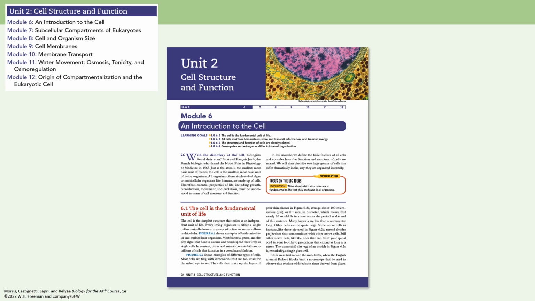Unit 2 introduces cell structure and function, including a more in-depth discussion of the cell membrane and its role in cellular transport. Module 12, The Origin of Compartmentalization, is an example of how the big ideas, this time evolution, are being woven throughout the course. Unit 1 discussed chemical reactions, and Unit 2 cellular functions such as transport. These involve energy, which leads us to Unit 3.